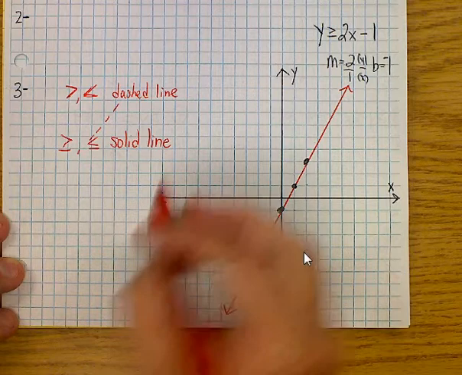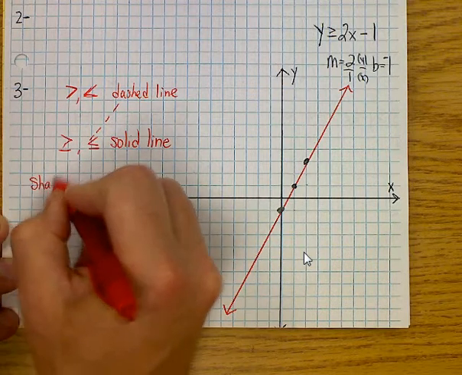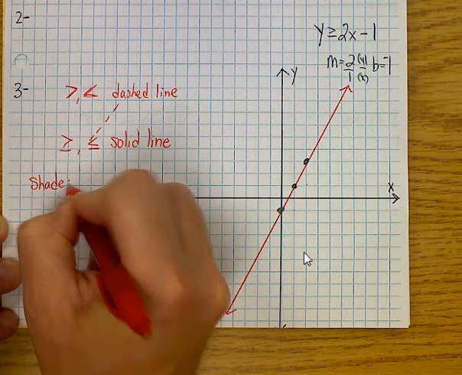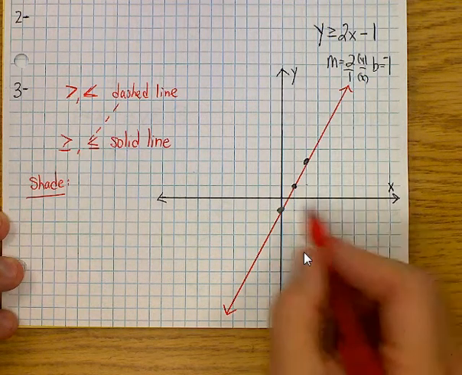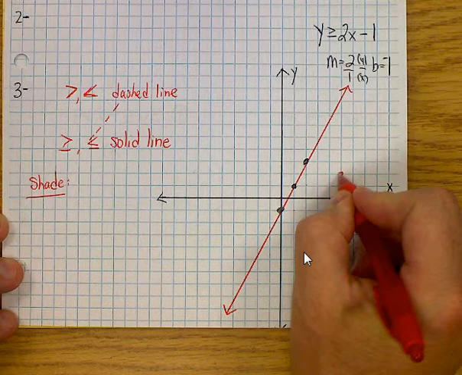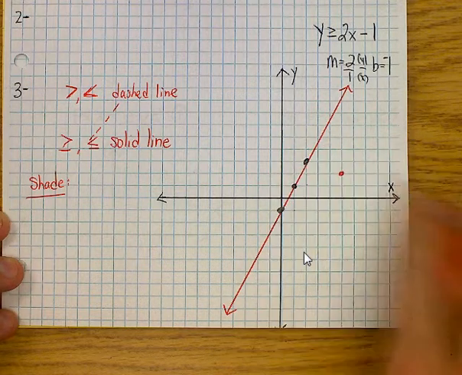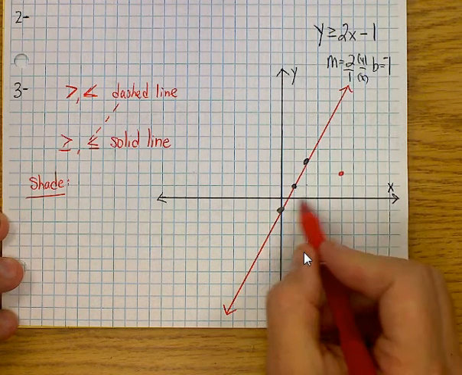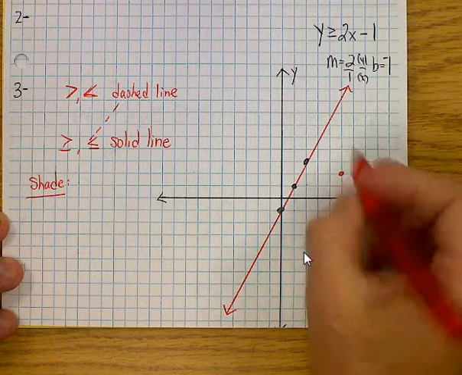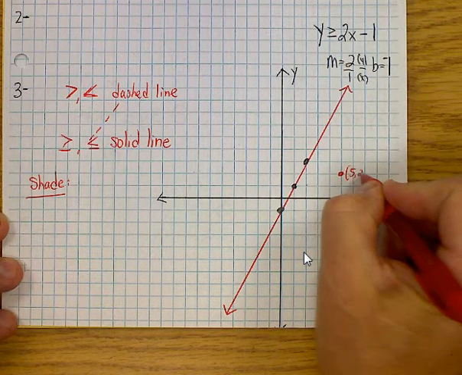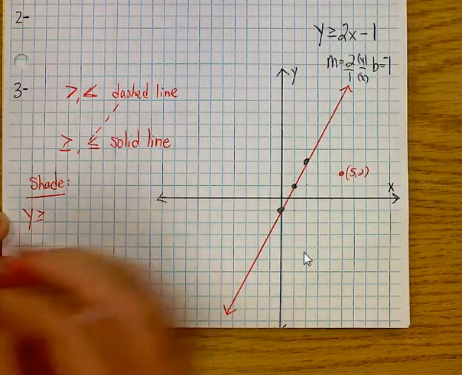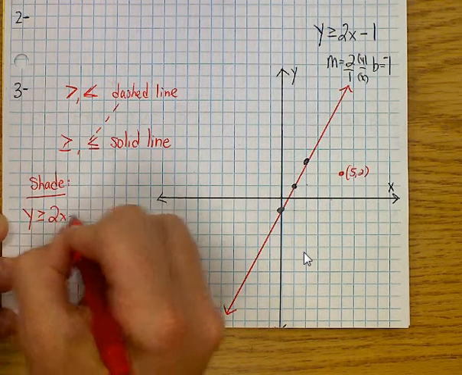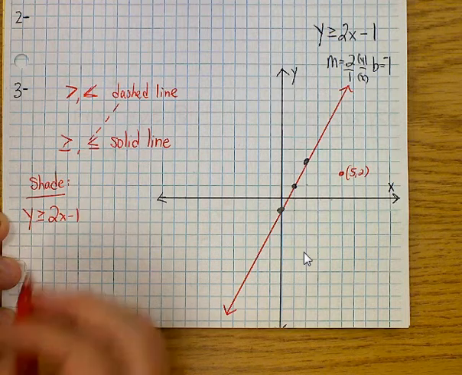The last part to an inequality is to shade. What we could do is pick a point that's definitely on one side of the line. You can pick any point. I'm going to pick this point over here, just because I know it's definitely on this side of the line. I count over 1, 2, 3, 4, 5, and 1, 2. Just the point 5, comma 2. So what I'm going to do is take my inequality, y is greater than or equal to 2x minus 1, and plug that point in.